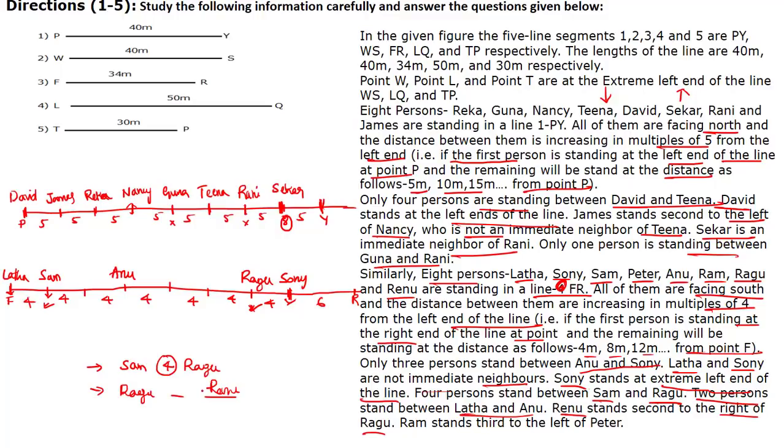Now Raghu's second right must be Renu. So Renu stands second to the right of Raghu. Raghu's second right, 1, 2. So Renu has to be at this particular place. I hope you got it. Why I have not substituted Raghu here is, Raghu's second right must be Renu, and there is no second right of Raghu there because Raghu is facing south direction.